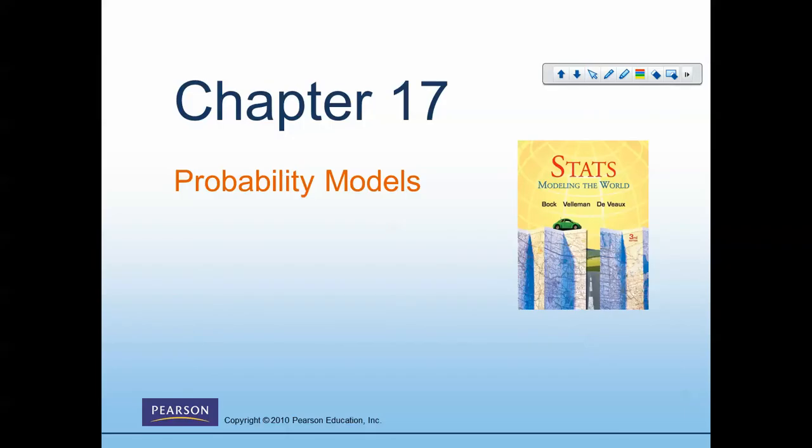Ladies and gentlemen, welcome. We are looking at chapter 17 today. This is our last chapter in the probability section. It's called probability models, and we are now going to take what we learned about probability and look at these in terms of a larger, very specific type of model. We are looking mainly at this chapter to transition to inference.